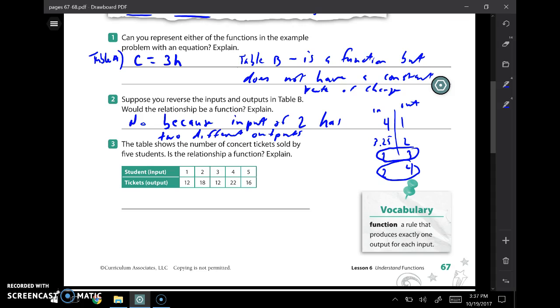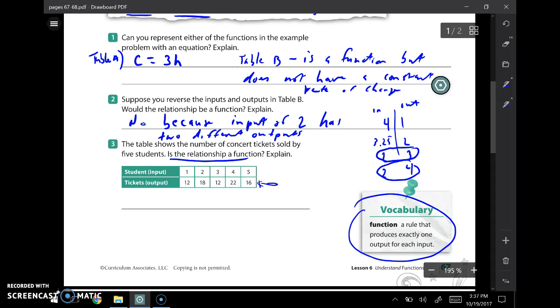The table shows the number of concert tickets sold by the 5 students. Is this a function? So here are 5 students. Student 1, 12 tickets. Student 2, 18 tickets. Student 3, 12 tickets. Student 4, 22 tickets. Student 5, 16 tickets. Going back to the function, here's the vocabulary word on the side. For every input, there's only one output for each.